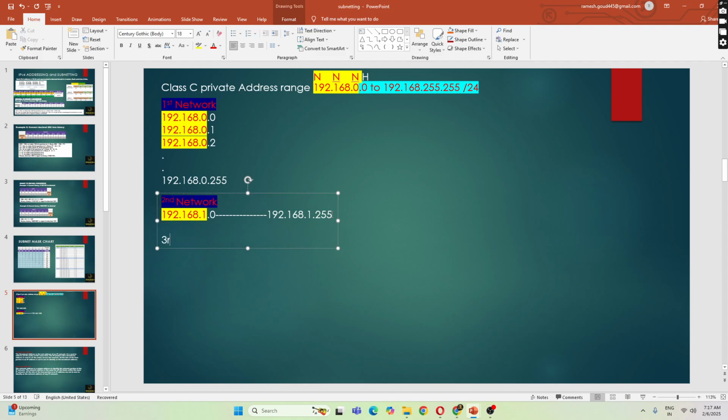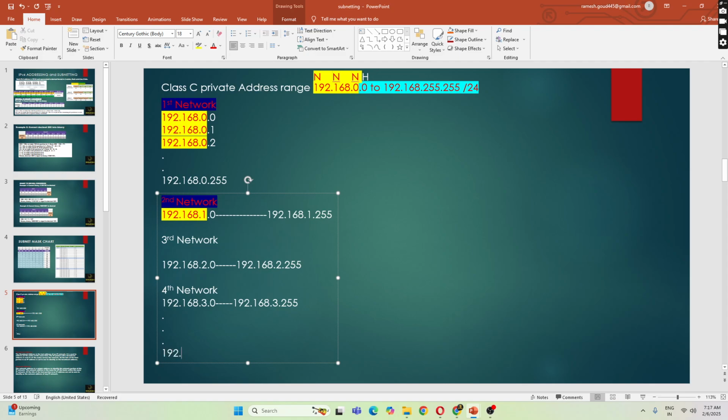What about the third network? 192.168.2.0 to 192.168.2.255. What is the fourth network now? 192.168.3.0, very good. 3.0 to 192.168.3.255.